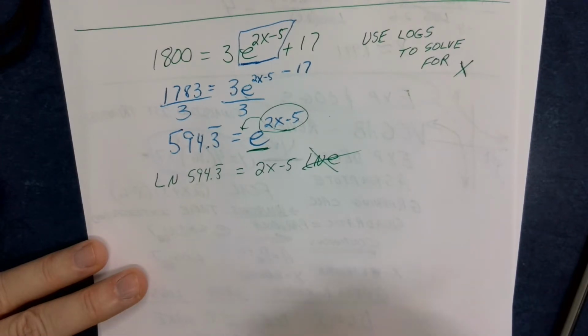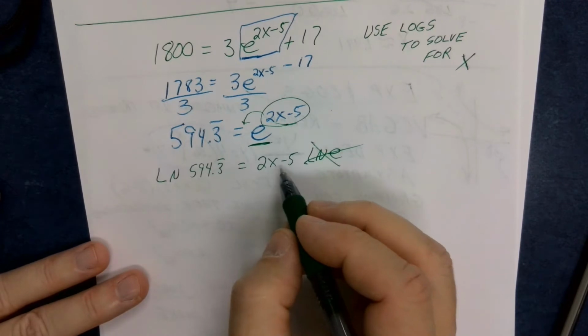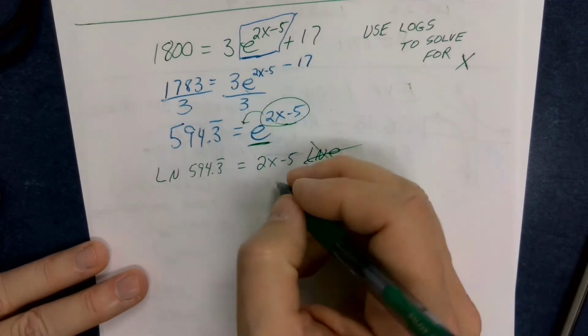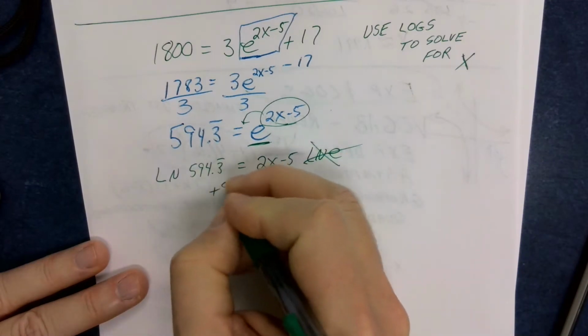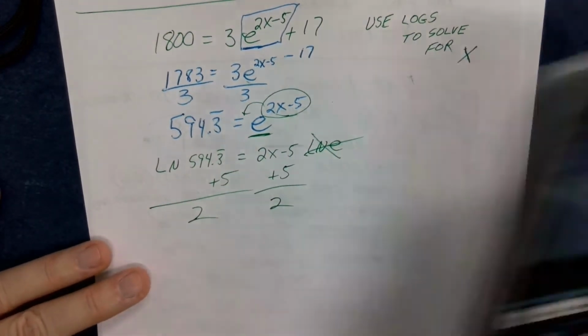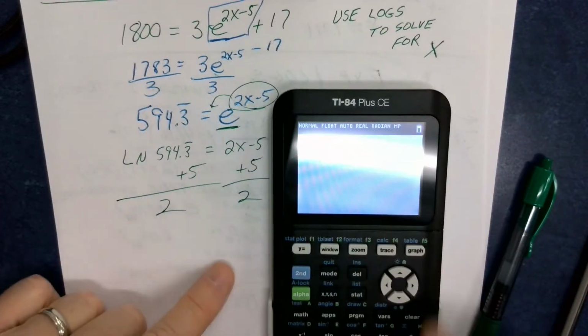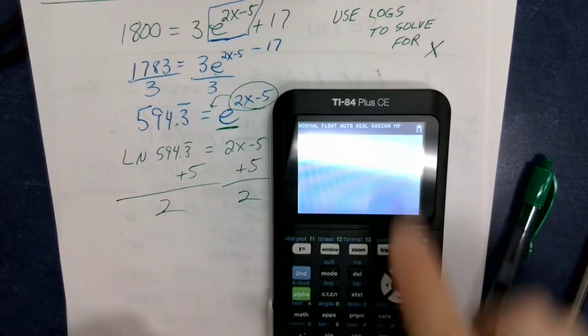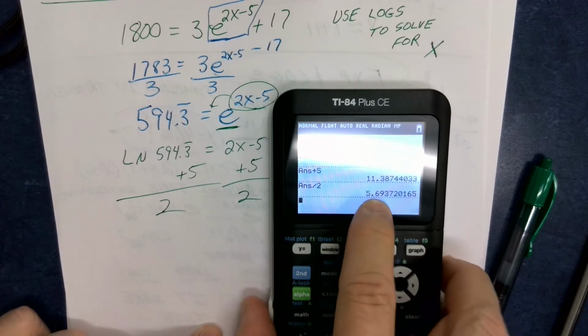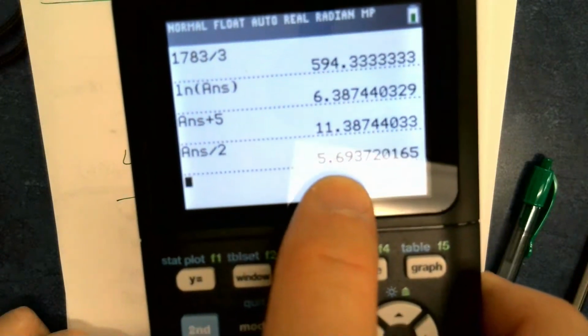Okay. So now I have natural log of 594.3 repeating equals 2x minus 5. I add 5, I add 5, I divide by 2, I divide by 2. I'll put this on my calculator right now so you guys can see it. So natural log of that answer, enter, plus 5, enter, divided by 2, enter, 5.6937.